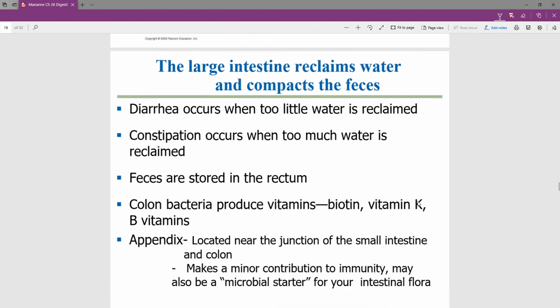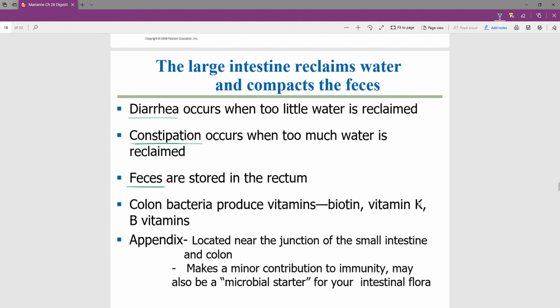The last part of our kind of tour through the alimentary canal would be the large intestine, and the large intestine's key job is to really reclaim the water that's in the contents of the intestines. We obviously know that there's two ends of the spectrum here, so you don't want too much water left in, you don't want too much water taken out of the contents of your intestine. Your feces, whatever is left over, is going to be stored in your rectum, and then it'll be excreted.